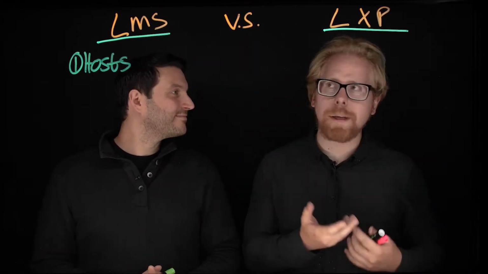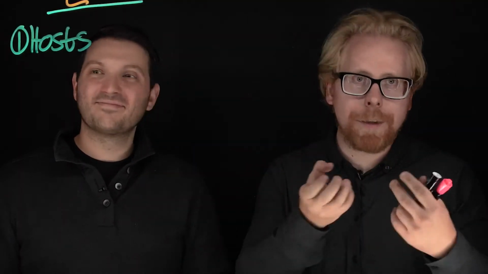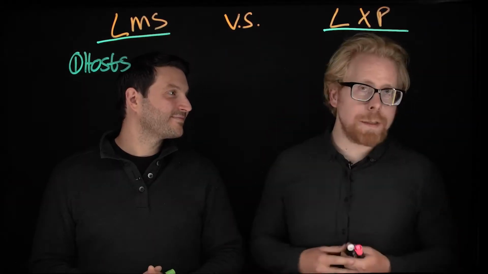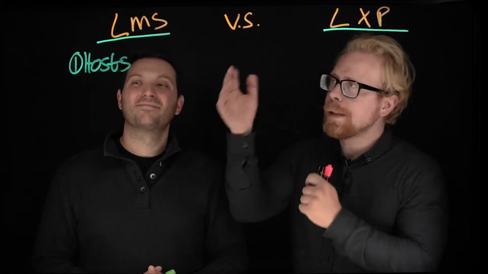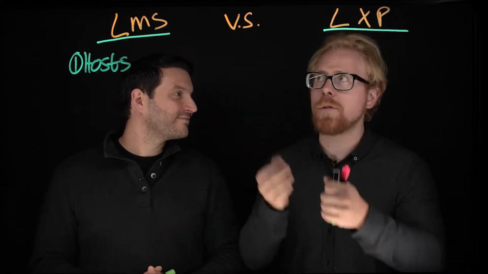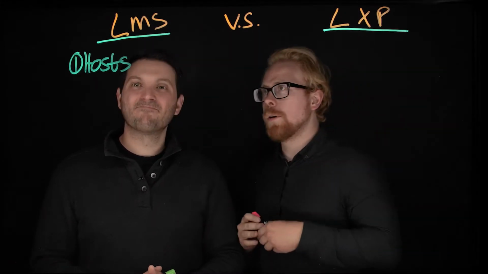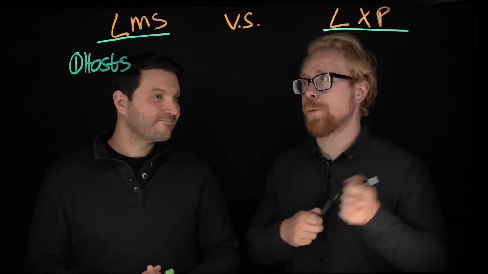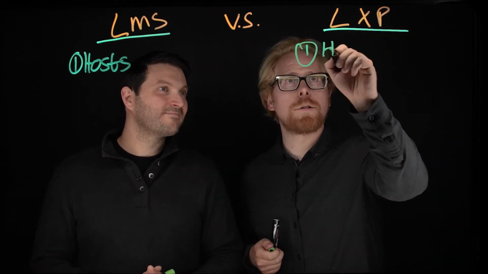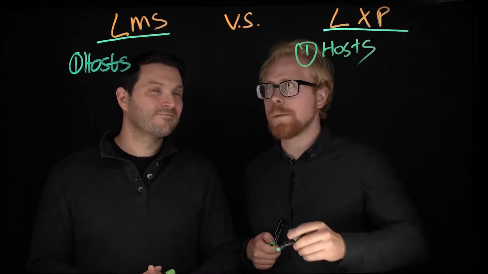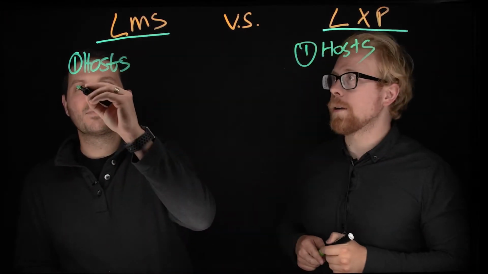So if you build something in Captivate, you actually have to take that SCORM file. We have a video all about SCORM and xAPI/TinCan. Check that out over here. But basically, you need an LMS to host. An LMS and an LXP both do that. So I will write that over here as well. So number 1, hosts, okay? Pretty simple.